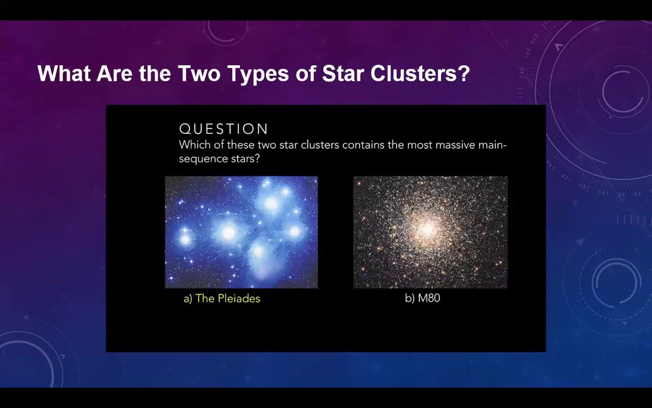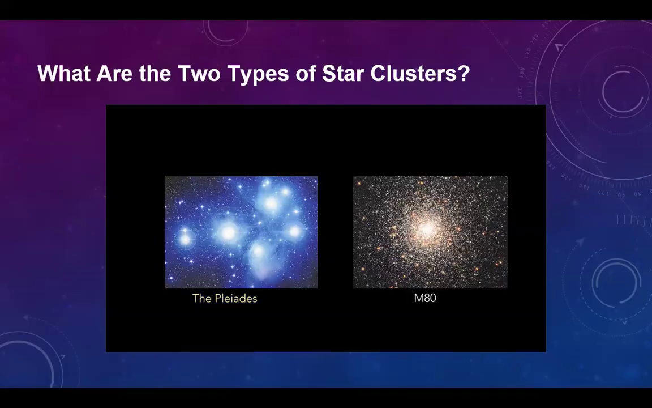The answer is A, the Pleiades, because its most luminous stars are blue, and luminous blue stars are the most massive ones on the main sequence. In fact, the luminous red stars in M80 are giants, which means they are stars that already left the main sequence and are near the ends of their lives.